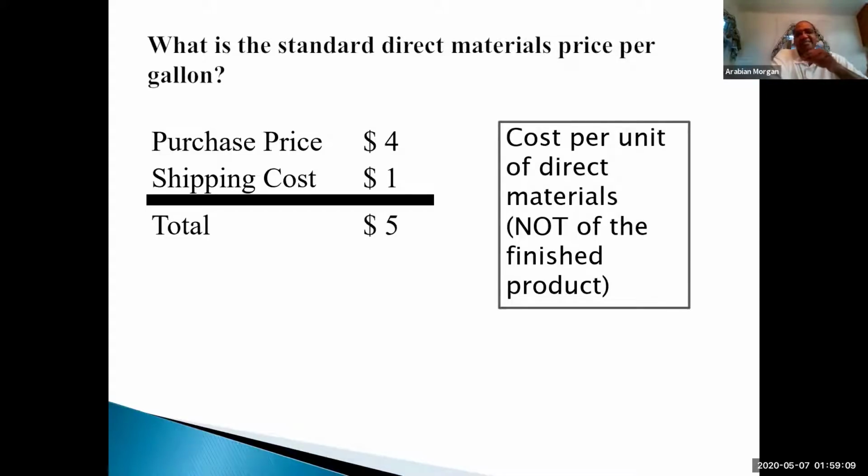It is not, 1 unit is not about the finished product. When we're talking about direct materials, we're asking how much does it cost for each unit of the direct material, the direct input, not about the finished product unit, okay? So that's what this is really talking about. And this is going to become important when we start doing a lot of the math, okay? Any questions on this, please, talk to me.